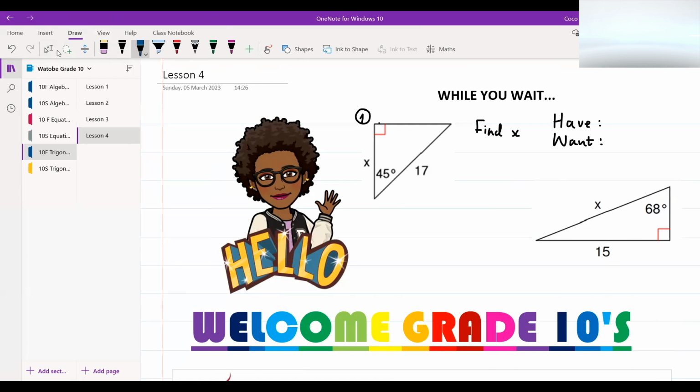No, we don't have the opposite side, because if this is our x over here and this is our 45-degree angle, the one always opposite our 90-degree angle is the hypotenuse. So what we actually have is the hypotenuse and the angle, which is 45 degrees. Okay, what do we want, guys? What is this side over here, right next to my 45-degree angle? What is this side called? Who remembers?